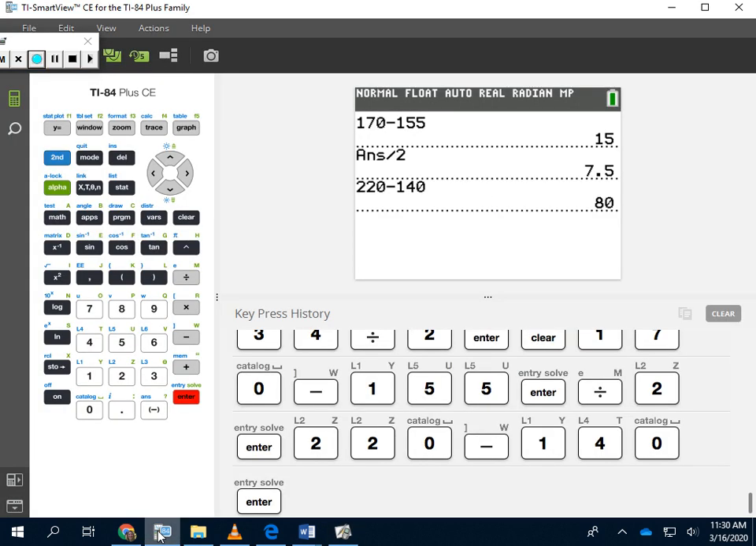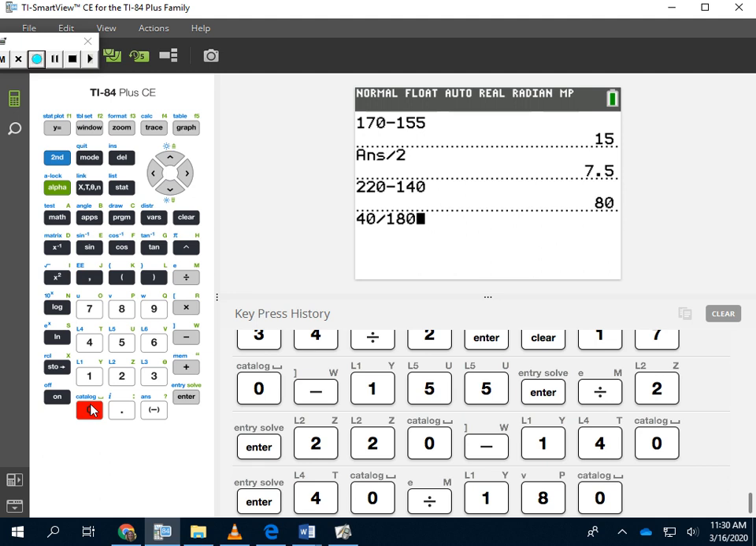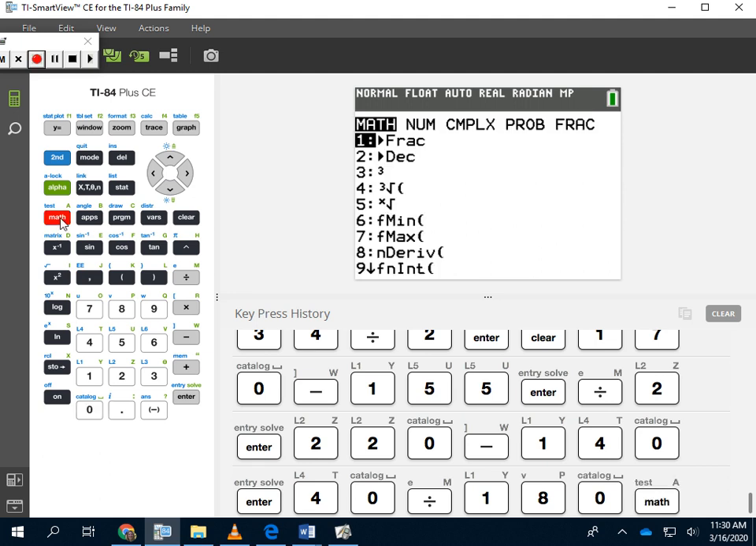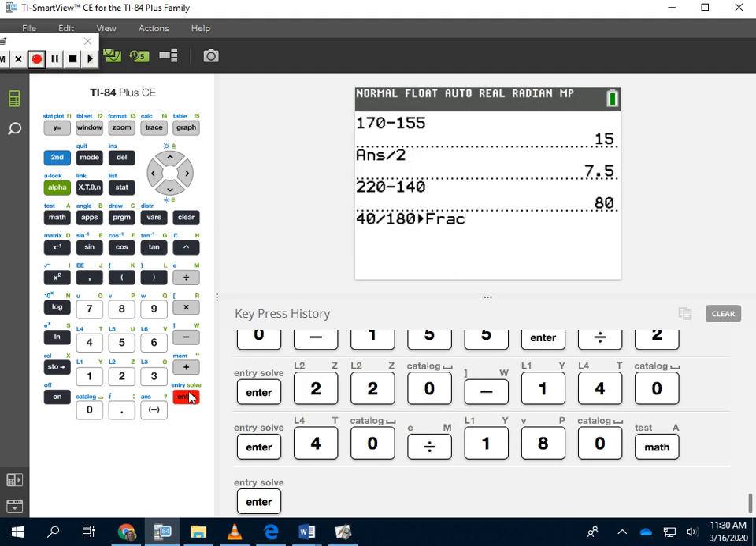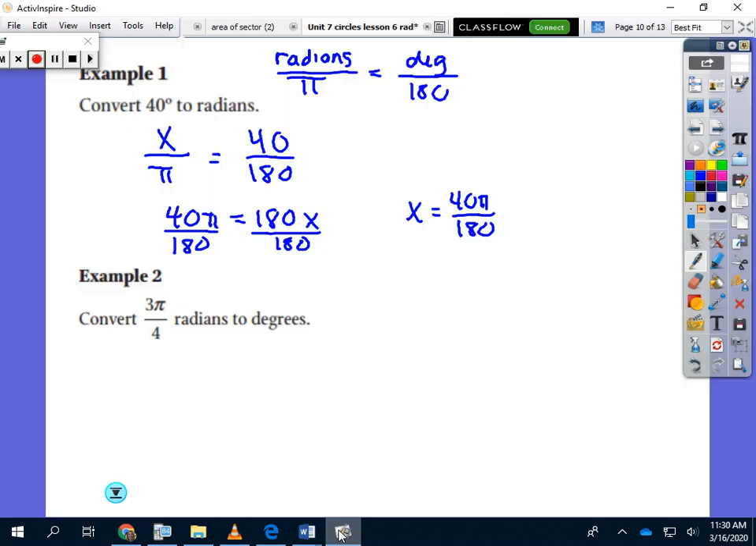The graphing calculator can do that for you. If you do 40 divided by 180, and instead of pressing enter, press math, fraction, and enter, it'll do that for you: 2 over 9. So it's going to be 2 pi over 9.